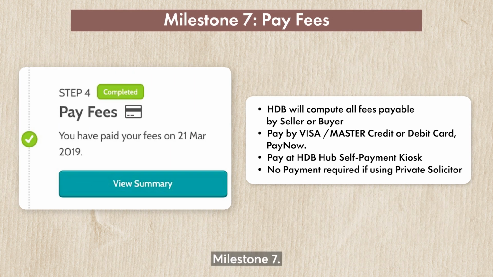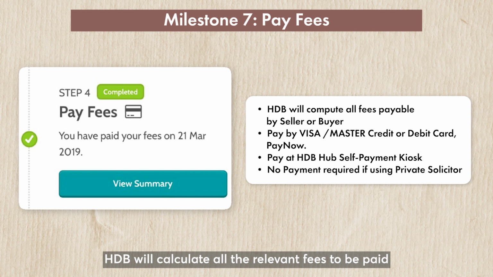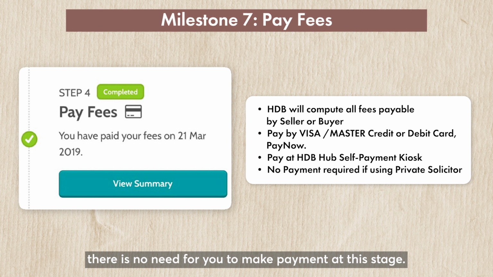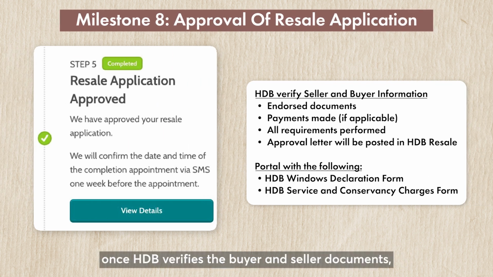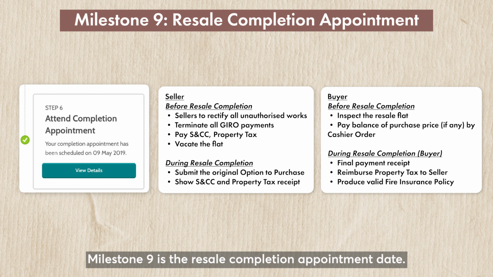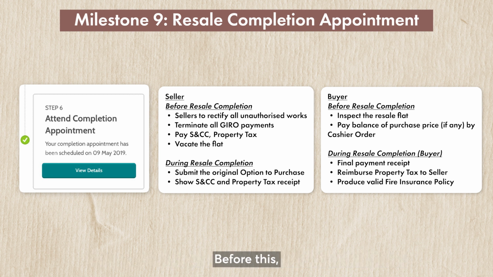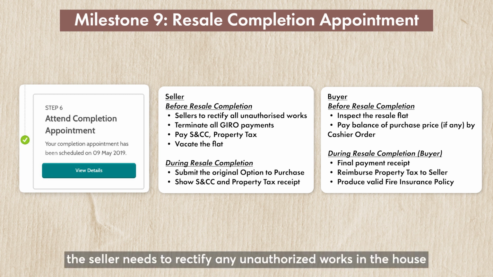Milestone 7. HDB will calculate all the relevant fees to be paid by the buyer and seller. If private solicitor is engaged, there is no need for you to make payment at this stage. Milestone 8. Once HDB verifies the buyer and seller documents, they will approve the application if everything is in order. Milestone 9 is the resale completion appointment date. Before this, the seller needs to rectify any unauthorized works in the house, and both need to pay the relevant fees and tax for the flat.